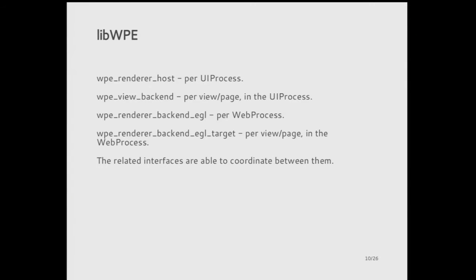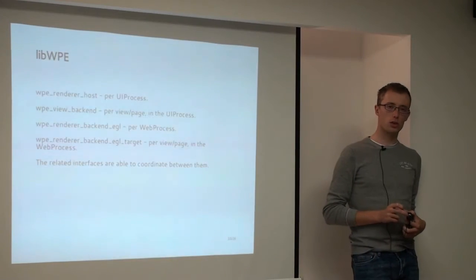So there's the renderer host interface in the UI process, which is one per process. And then every view and page combo work alongside each other. Those are using the view backend interface. In the web process, you have the renderer backend EGL, which is one instance per web process. And then you have renderer backend EGL targets.